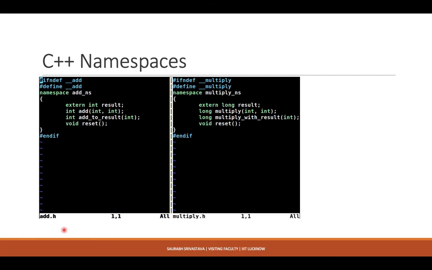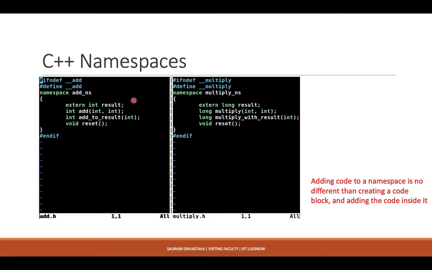Now the same problem that we had, let us try to resolve that using namespaces. I have just done this. These things are exactly the same. It's just that I have added this inside the namespace add ns, and I have added this inside the namespace multiple ns. So you can see that adding code to a namespace is really not much different from the code blocks that we have been creating for so long. These are just other code blocks, and now all I say is this result belongs to this code block, and this result belongs to this code block.